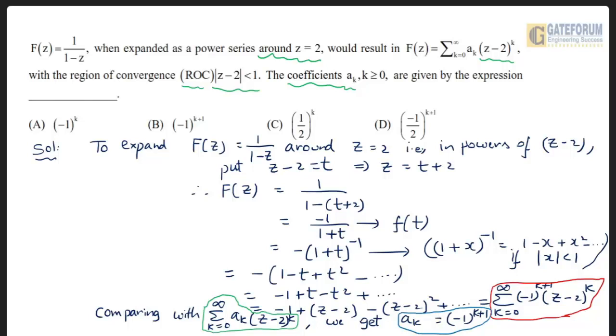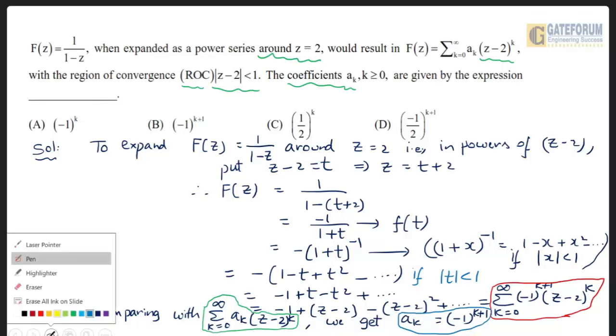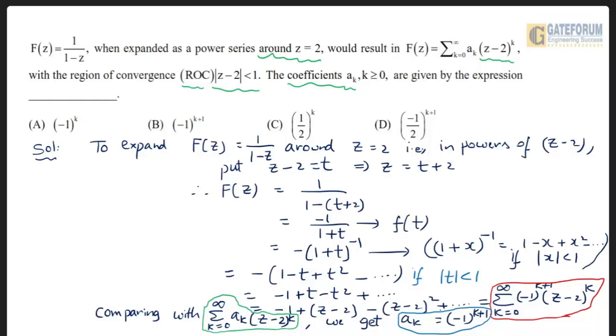And what is the region of convergence in place of C? When this is valid, what is the condition? If mod t less than 1. What is t? Mod z minus 2. So finally, I can write the convergence as mod z minus 2 less than 1. Actually it doesn't require writing the ROC, it is already mentioned. Just by comparing the procedure I'm writing like this. Finally, the option is B. This is the end of the question.